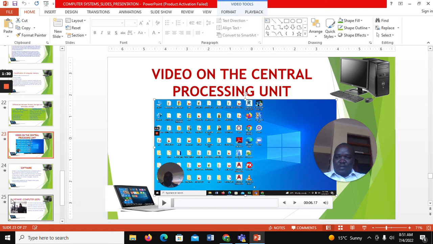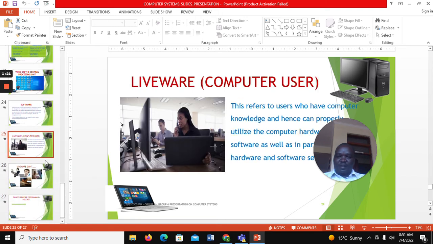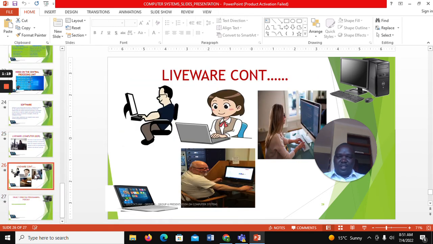Good. Now we look at the software, and then the liveware. The liveware, basically the users, we can see them. And then lastly, we look at object-oriented programming.